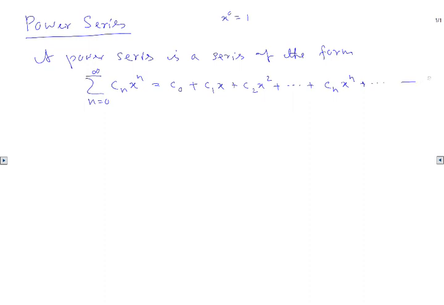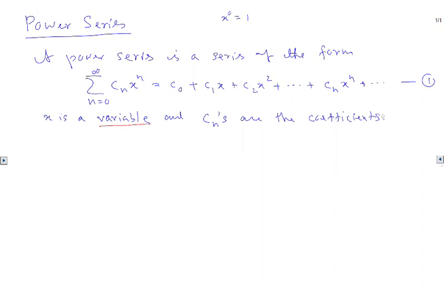So I'm going to call this equation number 1. So this is how a power series looks like, where x is a variable, and the Cn's are called coefficients. So that's how it looks.